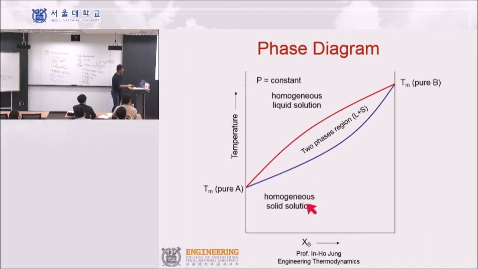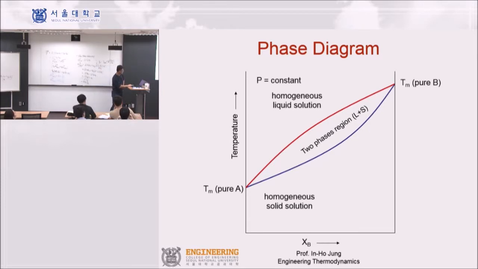Okay. And then when you say homogeneous solid solution, let's assume this is an FCC solid solution. Okay. So you have A, B make a completely one solution, an FCC ideal solution, for example, and then A, B also make an ideal liquid solution as well. Okay, then you can have this kind of phase diagram.